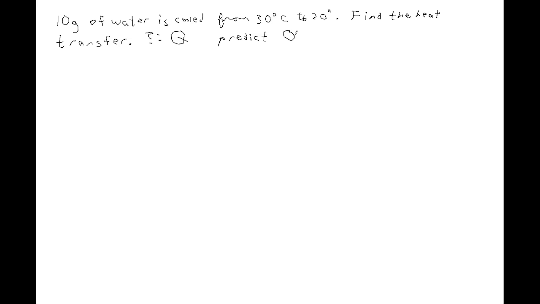So that means we would predict that Q will be negative for the water. When something is releasing heat, it ends up having a negative Q. And when it's absorbing heat, it has a positive Q. I should have said that explicitly before, but we're saying it now. Something that's releasing heat is losing heat, so we can predict that Q will be negative even before we do calculations. It's always good to predict before you start. Now let me show you how to work through this systematically.